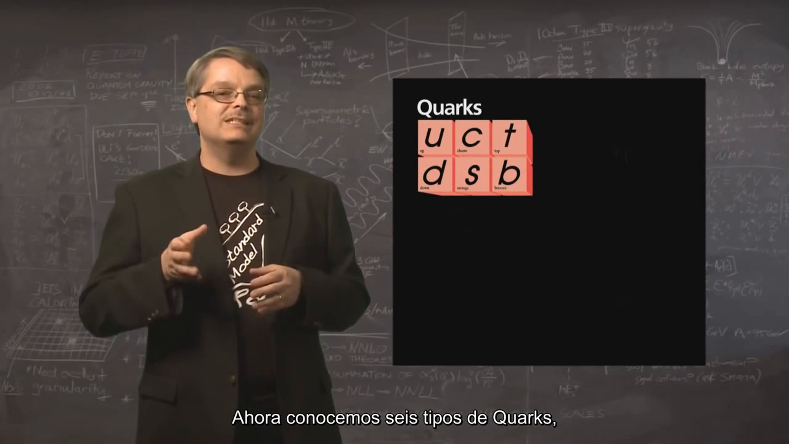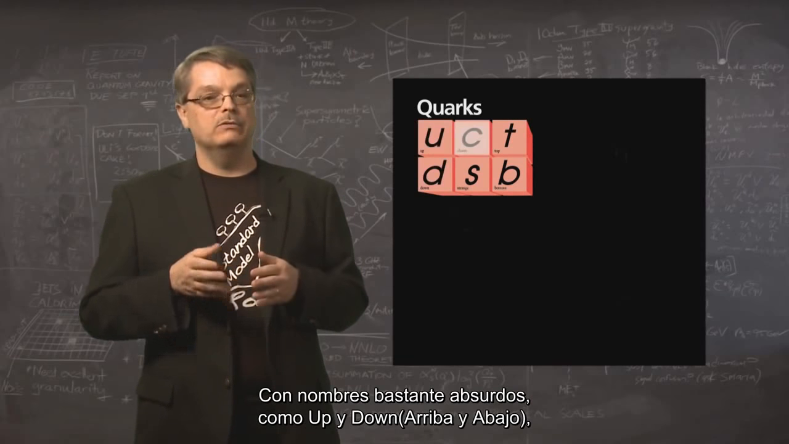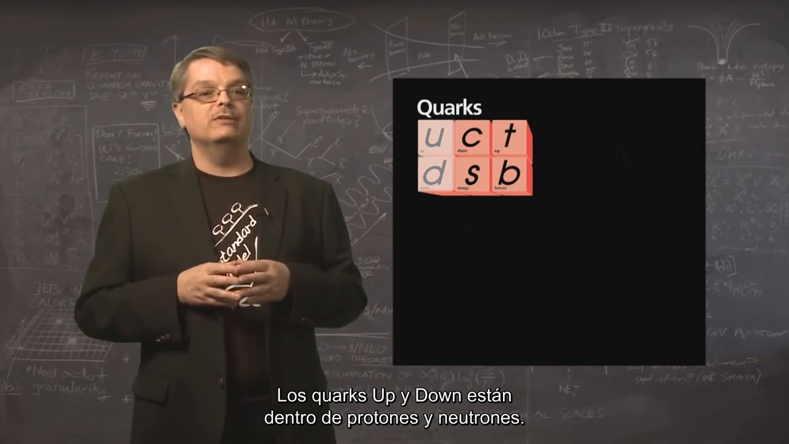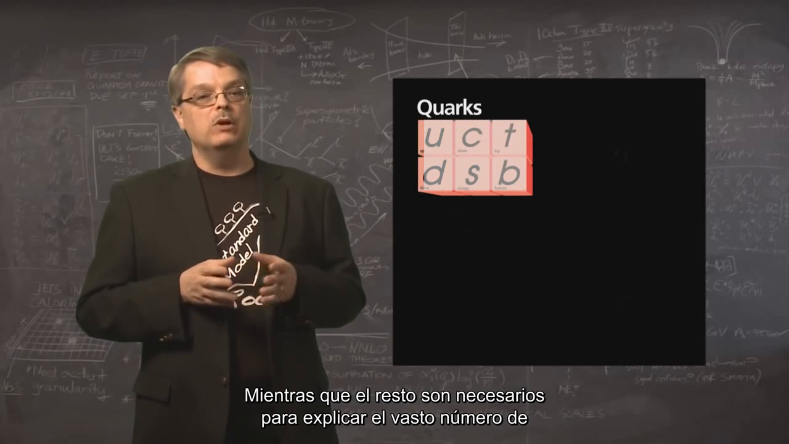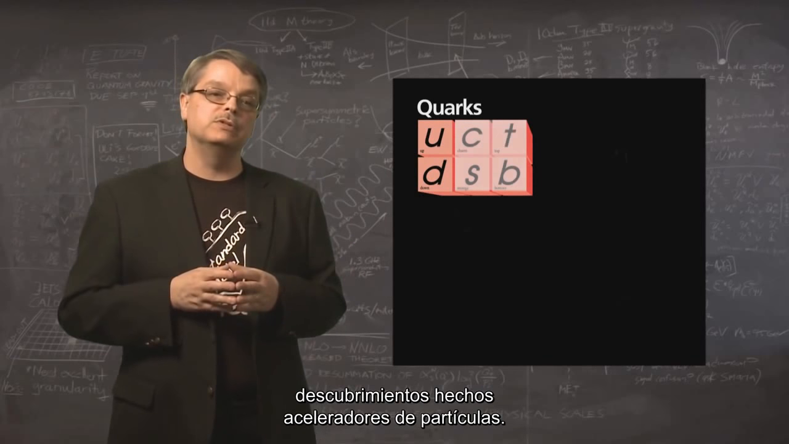We now know of 6 types of quarks. They have kind of silly names, which are up, down, charm, strange, top, and bottom. Up and down quarks are found inside the proton and neutron, while the others are necessary to explain the vast number of discoveries made in particle accelerators.